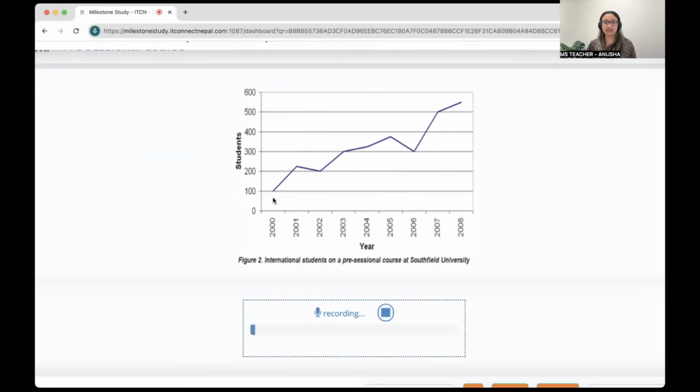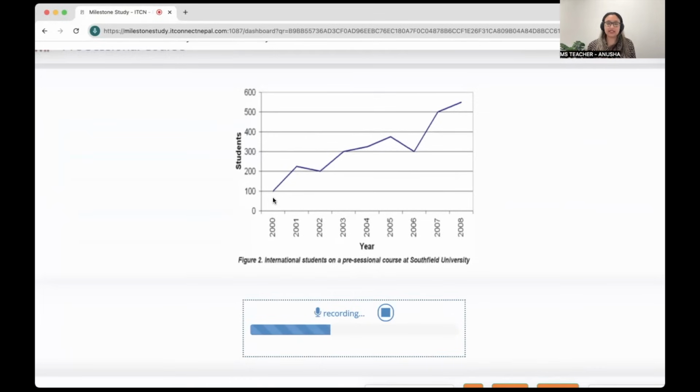This picture clearly demonstrates the number of international students on a pre-sessional course at Southfield University. On the x-axis, we can see different years all the way from 2000 to 2008. And then on the y-axis, we can see there are a number of students from 0 to 600.